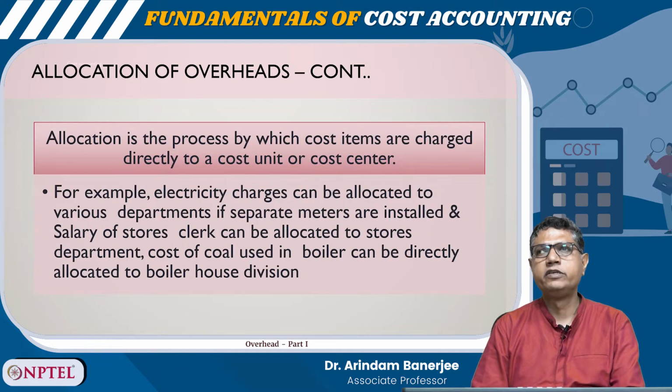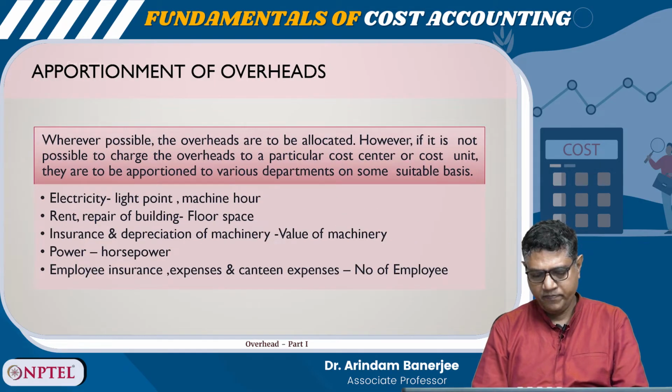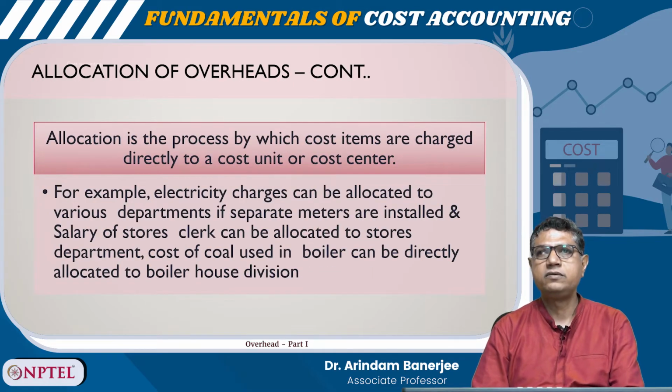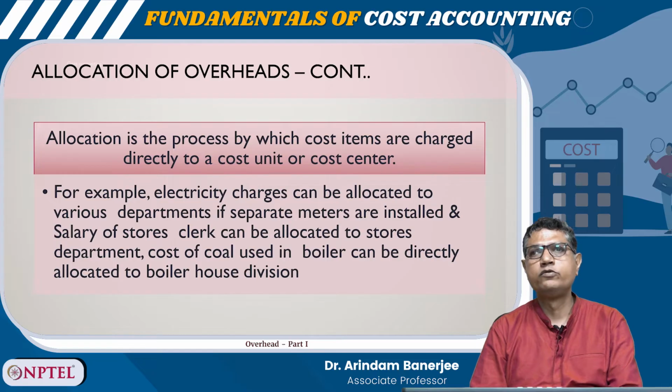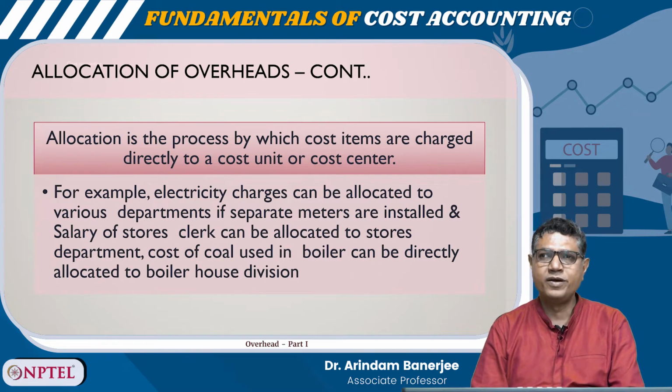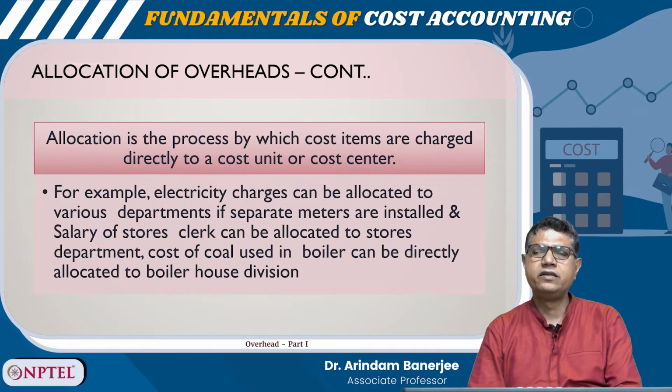Allocation is the process by which cost items are charged directly to a cost unit or cost center. For example, electricity charges can be allocated to various departments if separate meters are installed, and the salary of a stores clerk can be allocated to the stores department. Cost of coal used in the boiler can be directly allocated to the boiler house division. So, we need to identify to which department the cost will be allocated. Like I said, in a production line, if there is a clerk, his salary can be allocated to the particular production, say assembly line or painting department, etc. Right?